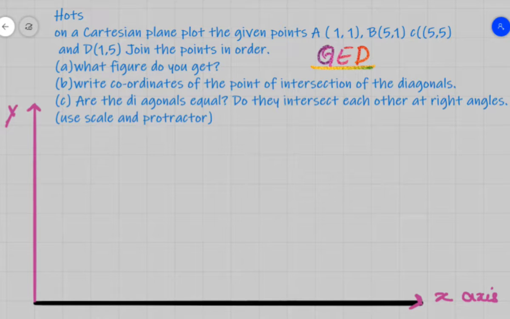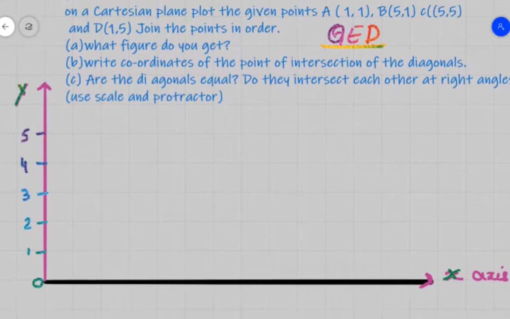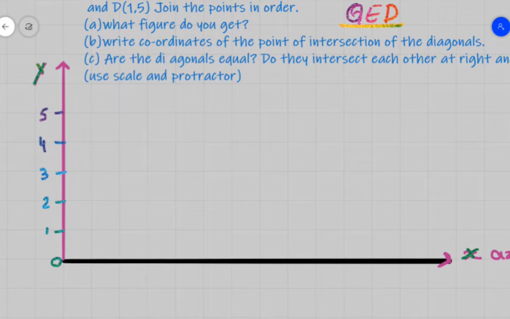Now, first of all, we have to jot down the scales of x-axis and y-axis. Dear children, see, this is your y-axis, and this one is your x-axis. This one is 0. Now, 1, 2, 3, 4, 5. Now let us see the y-axis. 1, 2, 3, 4, 5, 6 and so on if you want.